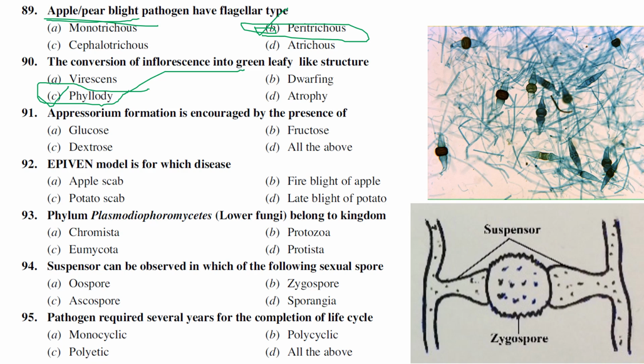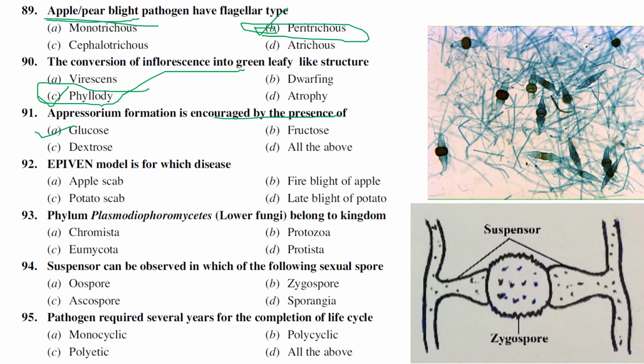Appressorium formation is encouraged by the presence of glucose, fructose, dextrose, or all the above. So this is generally glucose. If you see rice blast, it produces conidia, right? Rice blast produces an enormous amount of glucose that helps the conidia to penetrate inside. Due to the presence of an enormous amount of glucose, an enormous turgor pressure is created, and this pressure creates a hole in the leaf through which it enters the plant. So due to the presence of glucose only, it creates enormous pressure.